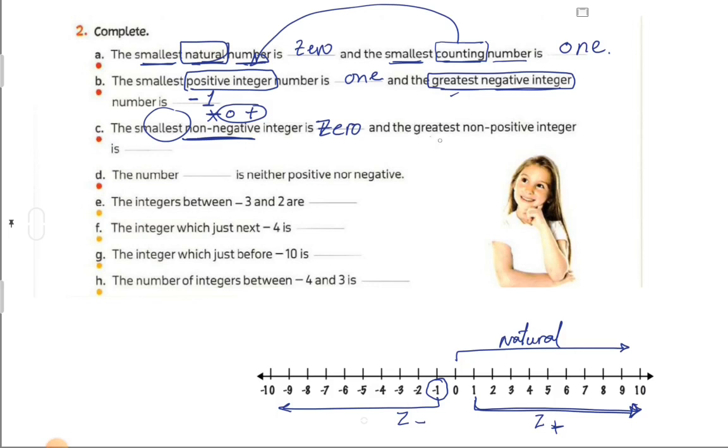And the greatest non-positive integer. I have the positive, 0, and the negative. Non-positive, I have no positive, just negative and 0, from 0 to the left. What is the greatest one? The greatest is to the right, just 0.